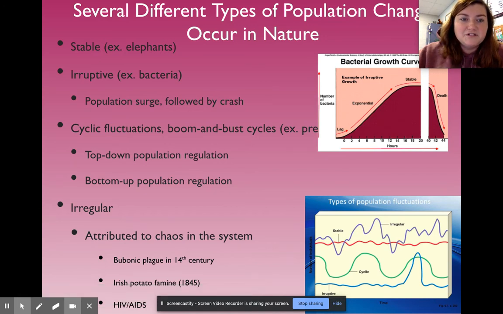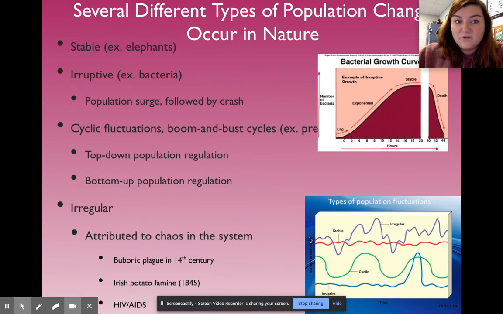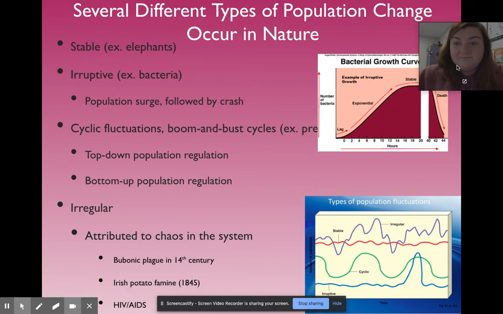Some of the different options you've got are stable. Elephants are the example of that one. You can see the red line right here is going to be our stable population. Yes, there is a little bit of fluctuation in the numbers. It's not a perfectly straight line. That would be impossible. But it's a fairly stable population. You can know what to expect. You've got eruptive, like bacteria.